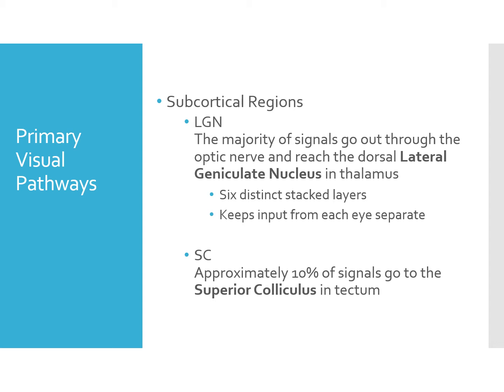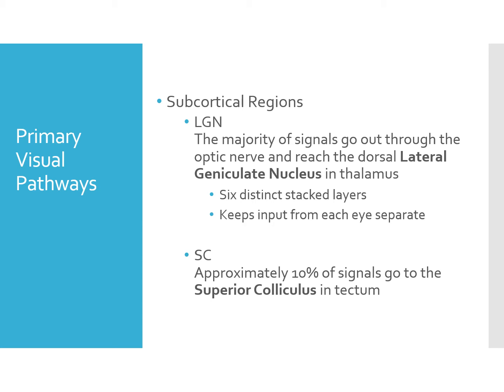So I'm going to walk you through with the language, starting with those subcortical regions, where we've taken the information out from the eye, back through the optic nerve. It's going to synapse first in the lateral geniculate nucleus, often shortened to LGN. This is in the thalamus. This is where the majority of the signals go, and it is organized in these 6 distinct stacked layers that I'm going to show in a second here. And it is going to keep the input from each eye separate from each other.